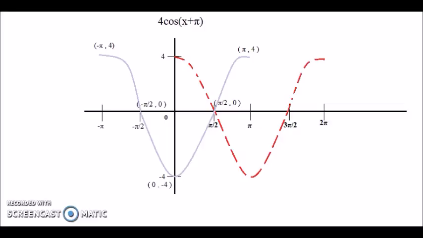Lastly, with the values that we have found, we know that the phase shift is negative pi, which means the entire graph of the basic cosine graph, cosine bracket x plus pi bracket, will shift pi units to the left, and the graph is sketched and complete.